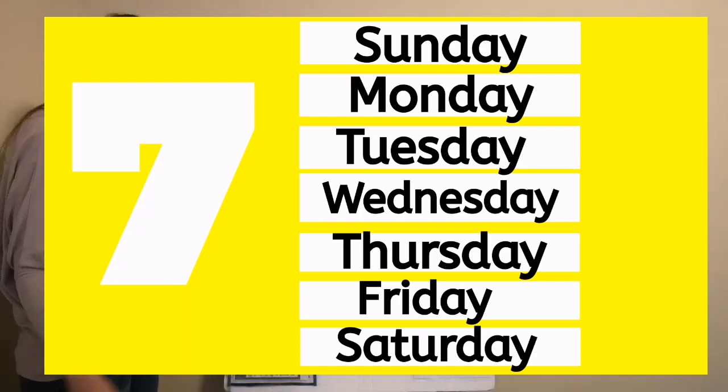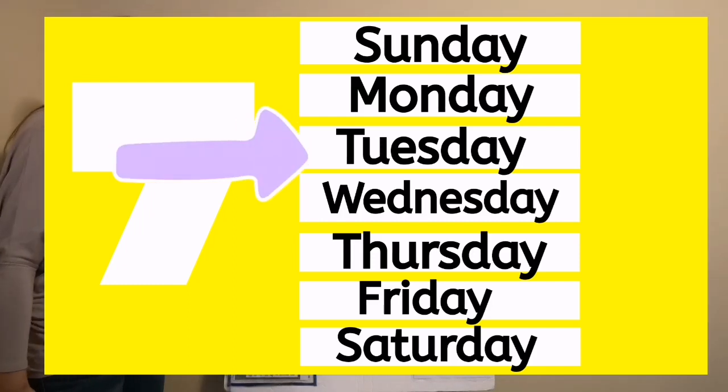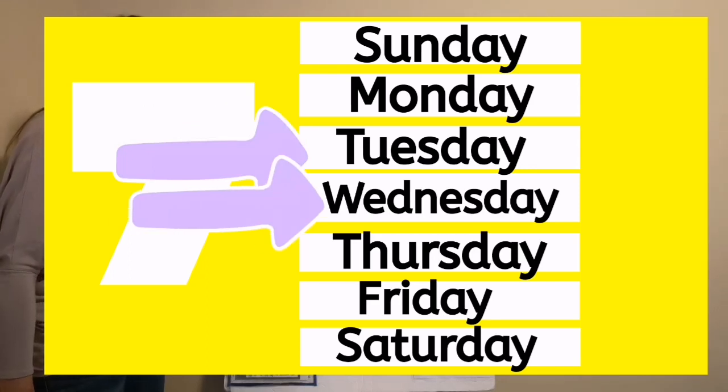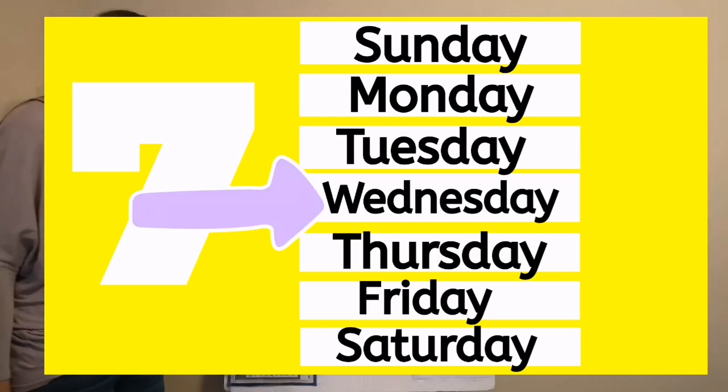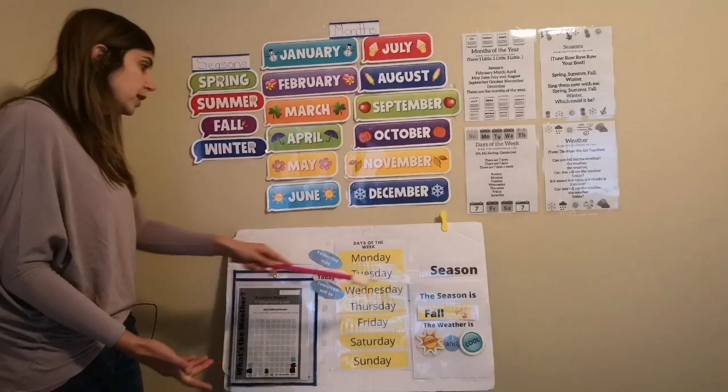So today is Tuesday. And if today is Tuesday, what day was it yesterday? Yesterday would be Monday. And if today is Tuesday, what day will it be tomorrow? Tomorrow will be Wednesday.